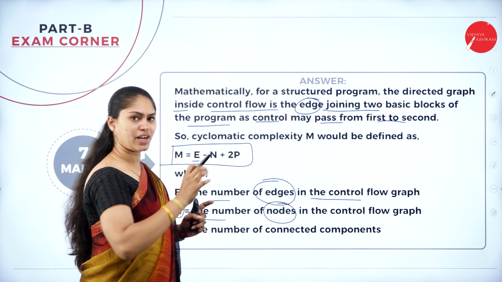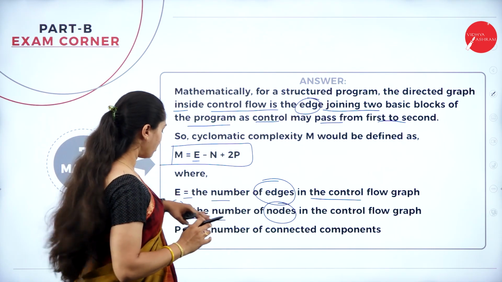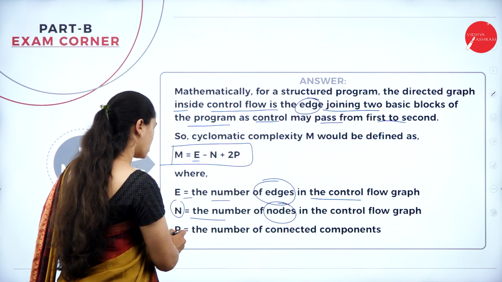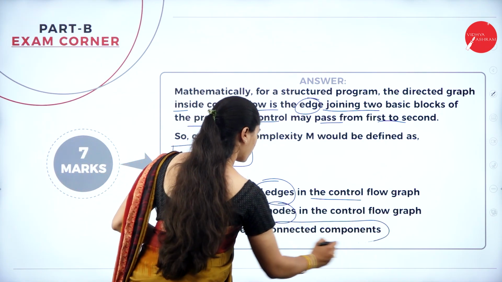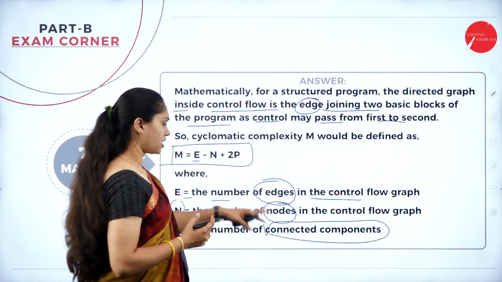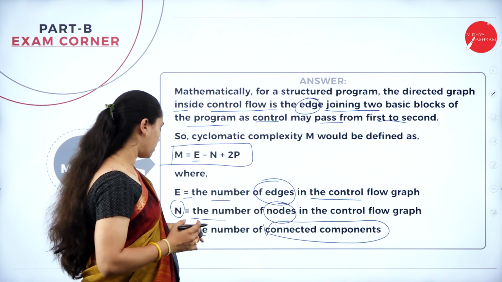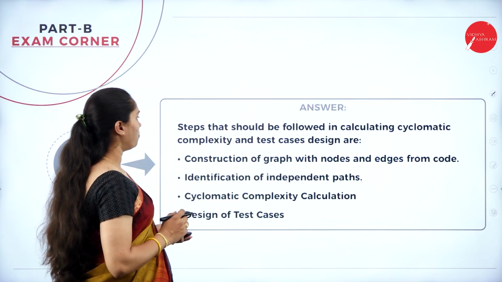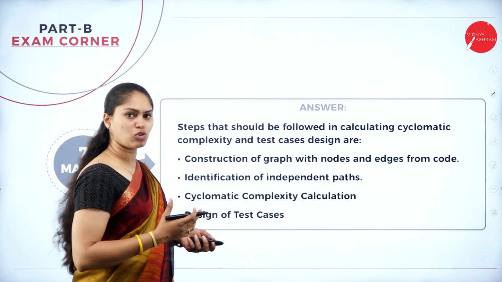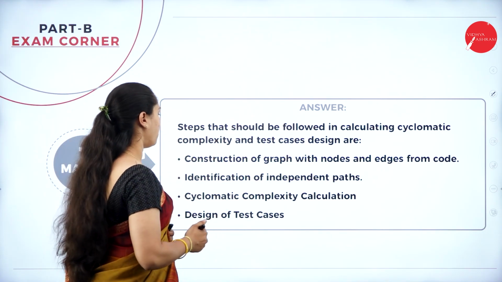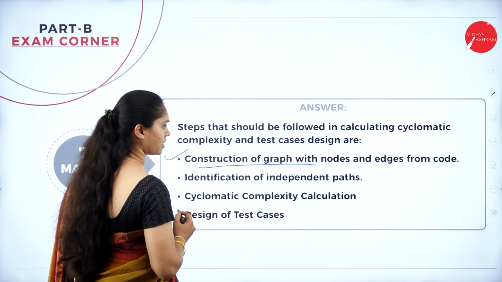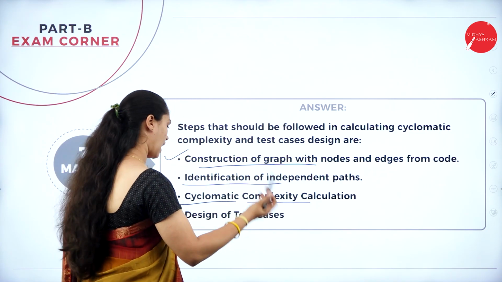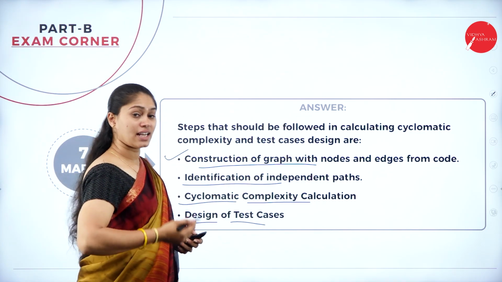So what are the different control flow graph elements that we have? N represents the number of nodes, and E represents the edges. Then P represents the connected components. How many components are connected to that particular graph will be found out by P. So M = E - N + 2P. What are the steps we have to follow? For cyclomatic complexity, we have construction of the graph with nodes and edges, identification of independent paths, and cyclomatic complexity calculation. Then we have to design the test cases.